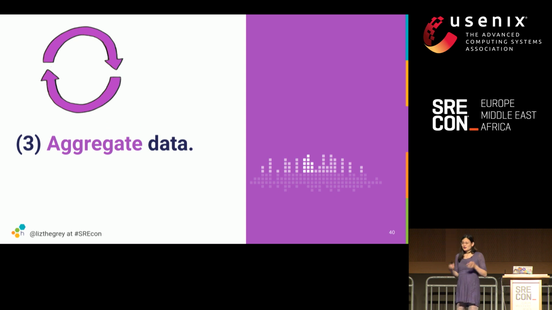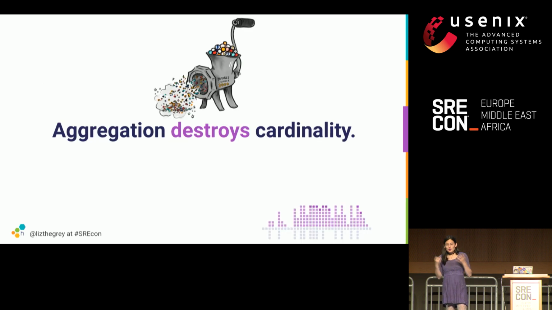Okay, so that's the second approach, which is sampling our data. Let's talk about the third approach, which is aggregating our data, which is recycling our data and crushing it. So how does this help us? Well, aggregation destroys cardinality. Aggregation at ingest time says, I need to compute in advance a certain set of properties about my data, and it removes all the other properties of that data alongside it.